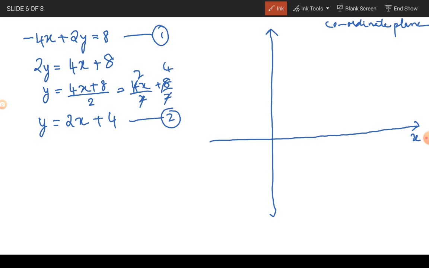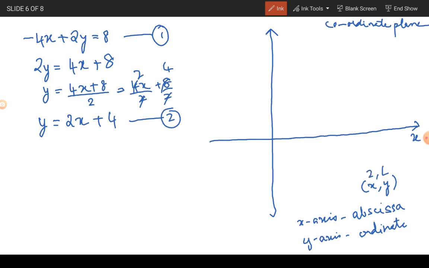And the value along the x-axis is called the abscissa. And the value along the y-axis is called the ordinate. These are the technical terms. And remember, the location of any point is recorded as the value of x, comma, value of y, that is abscissa, comma, ordinate. Now, suppose I want to plot the point 2, 4.